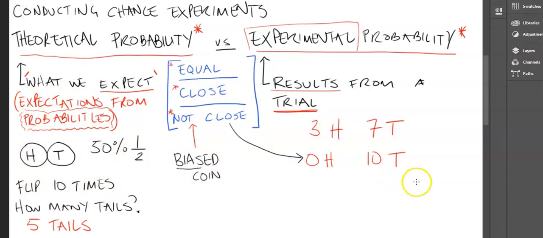Okay, 0 heads and 10 tails. If we flip a coin 10 times, that seems very far-fetched. I reckon there could be some bias to the coin. Maybe the coin's weighted, we don't know.